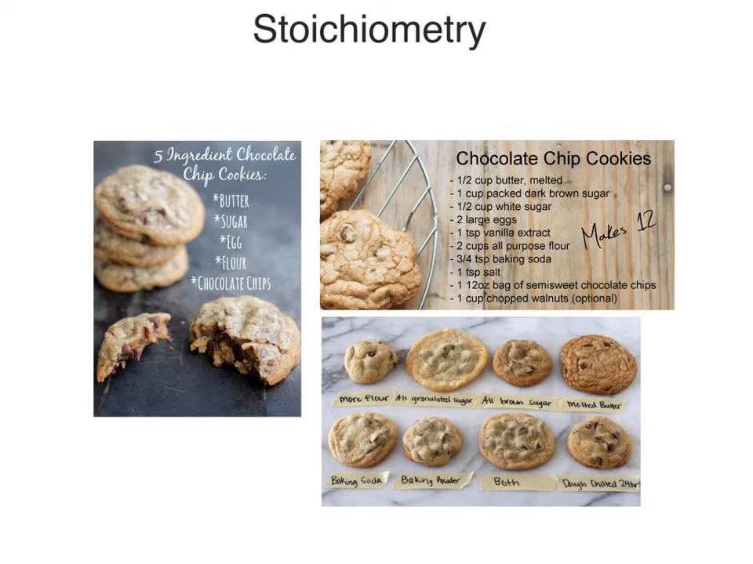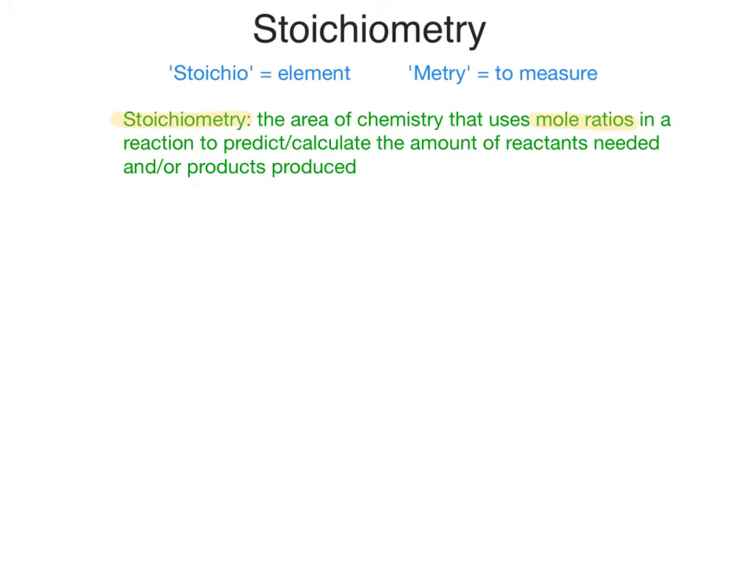But because I have very clearly outlined types and quantities of ingredients, I can make predictions about how much I'm going to get or how many cookies I'm going to produce. And if I need to change the amount of cookies that I need to produce, I know how to change my ingredients and in what ratios I need to change my ingredients to get the desired outcome, my desired number of cookies. So what does this have to do with stoichiometry?